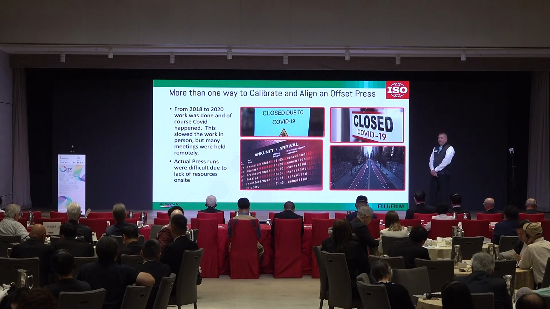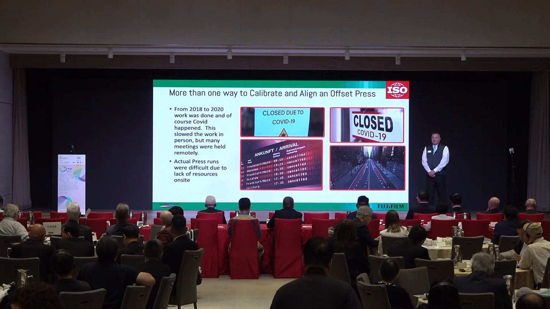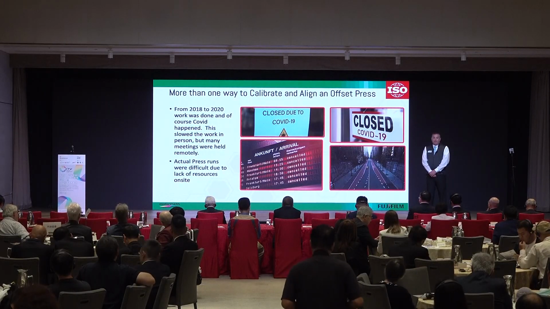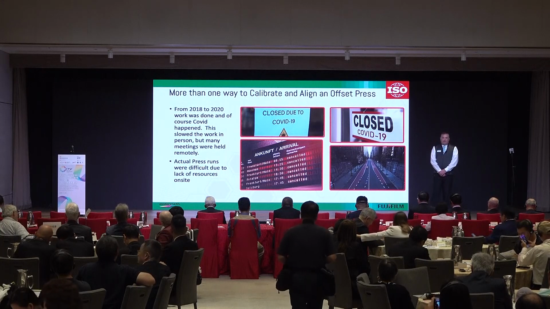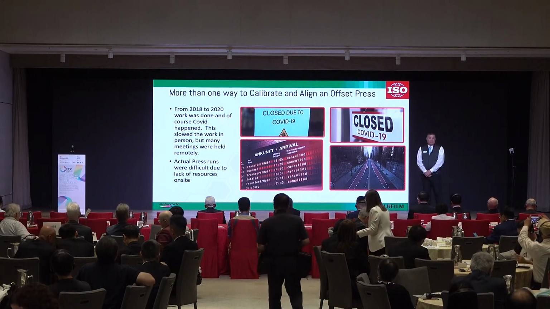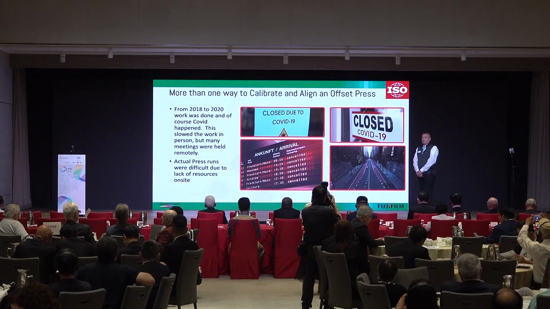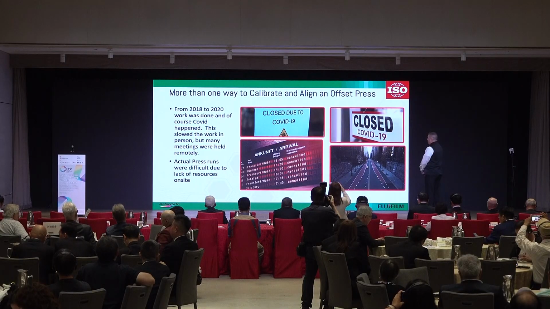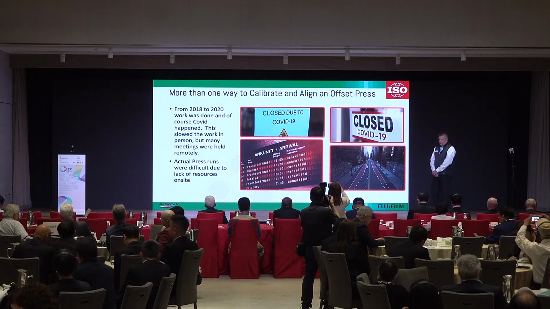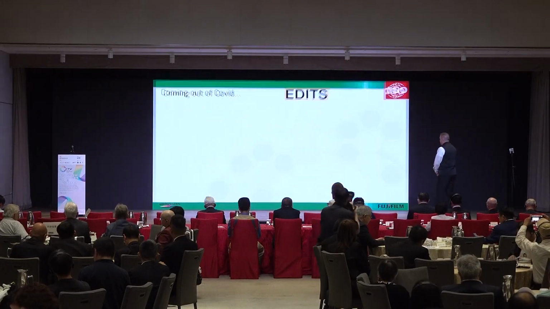COVID came, and what did it do? It stopped a lot of business. Didn't mean we stopped in the ISO world, we did it remotely. But it really drastically slowed down our ability to do some testing that we needed to do on presses, because printers were trying to survive delivering work to their customers, right? And that took priority. So actual press runs were difficult to do, but that didn't mean we stopped. We had many, many Teams meetings and Zoom meetings.